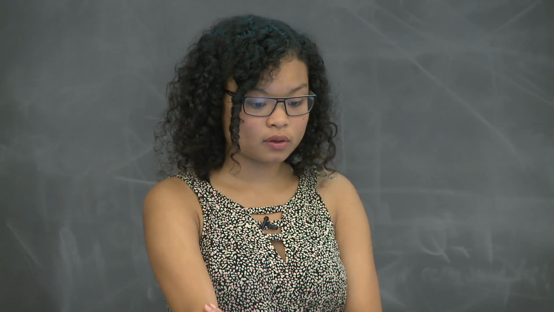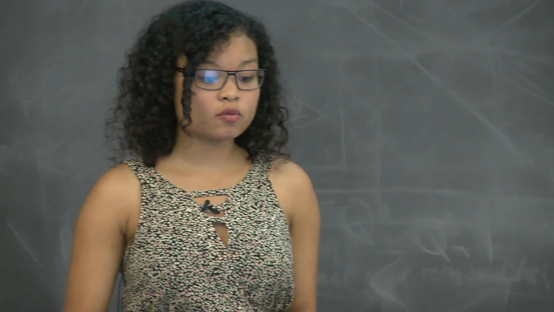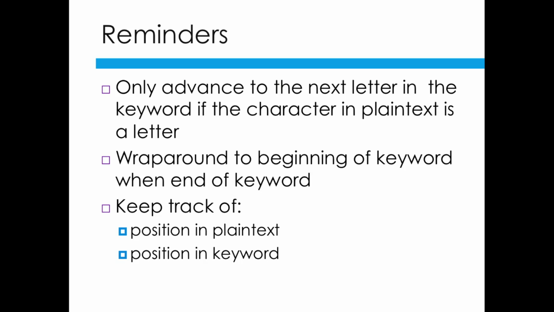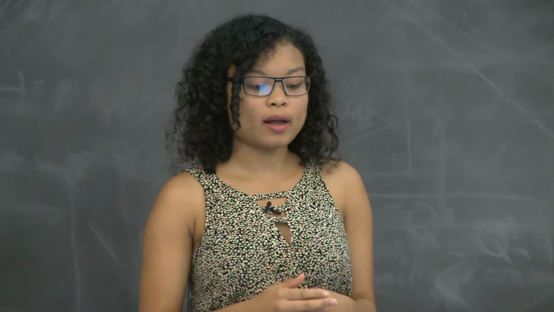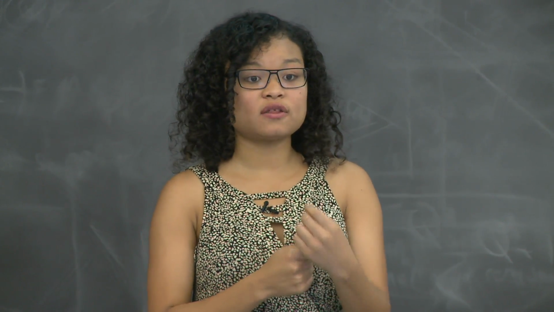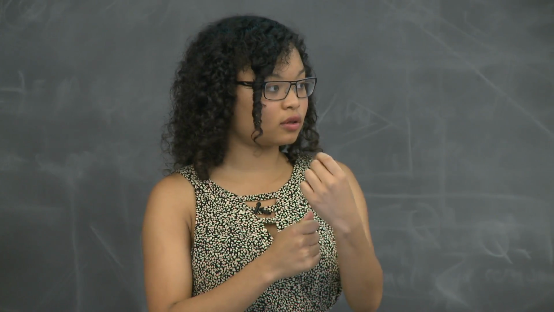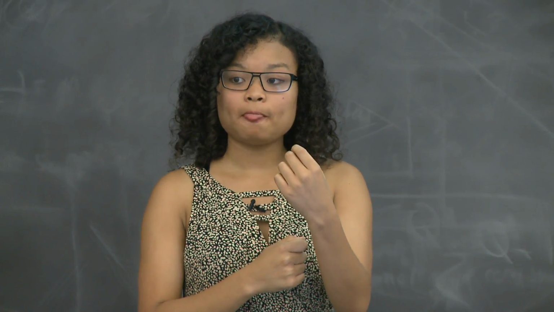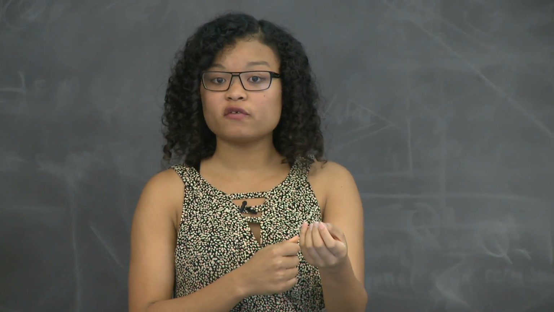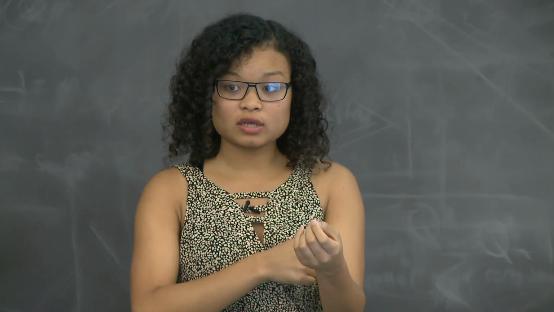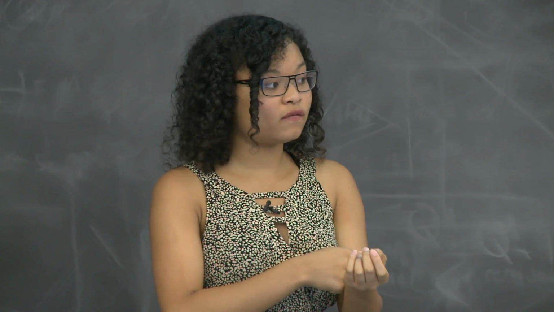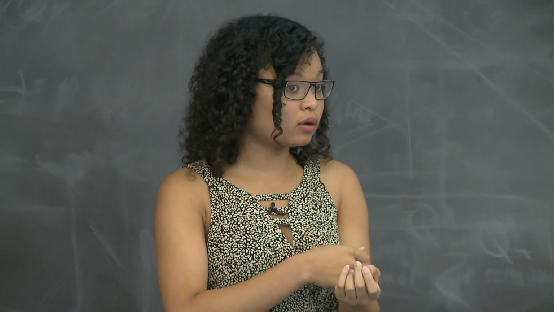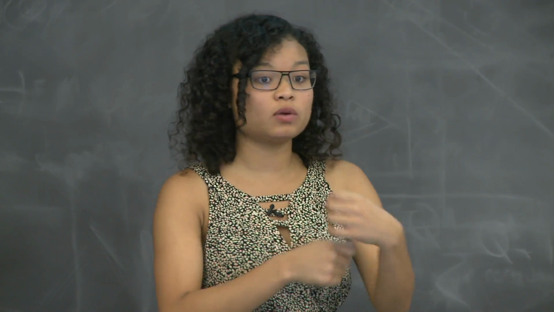Okay, so just some reminders. You want to make sure that you only advance to the next letter in your keyword if the character in your plain text is a letter. So say we're at the O, and we notice that the next character, in the I index of the plain text, is a number, for instance. Then we don't advance J, the index for our keyword, until we reach another letter.